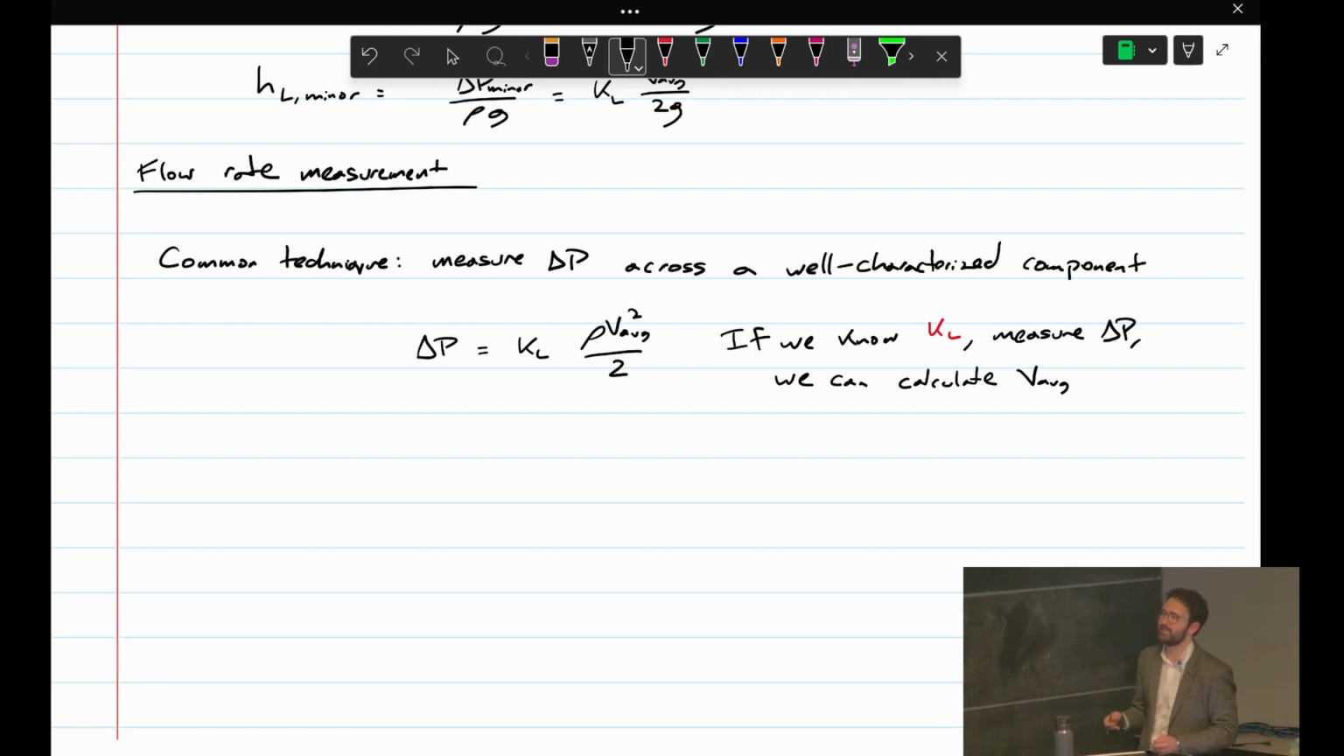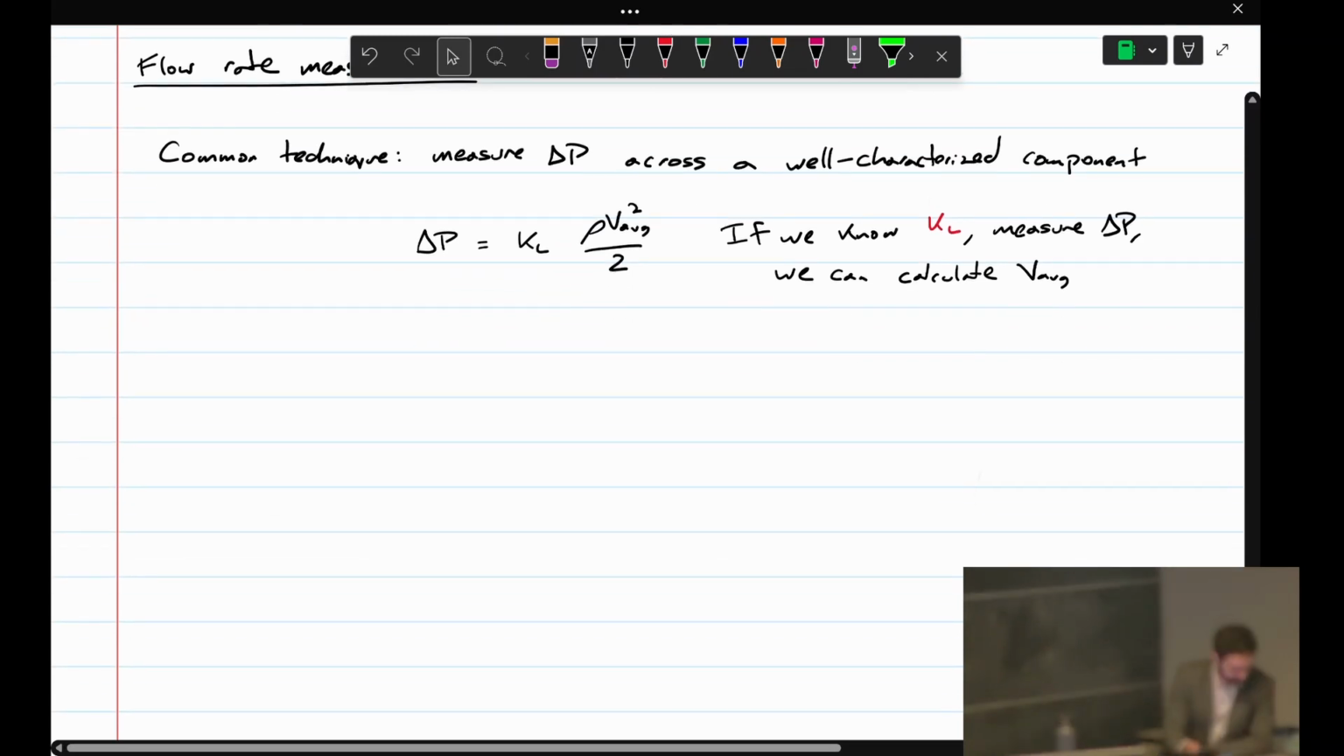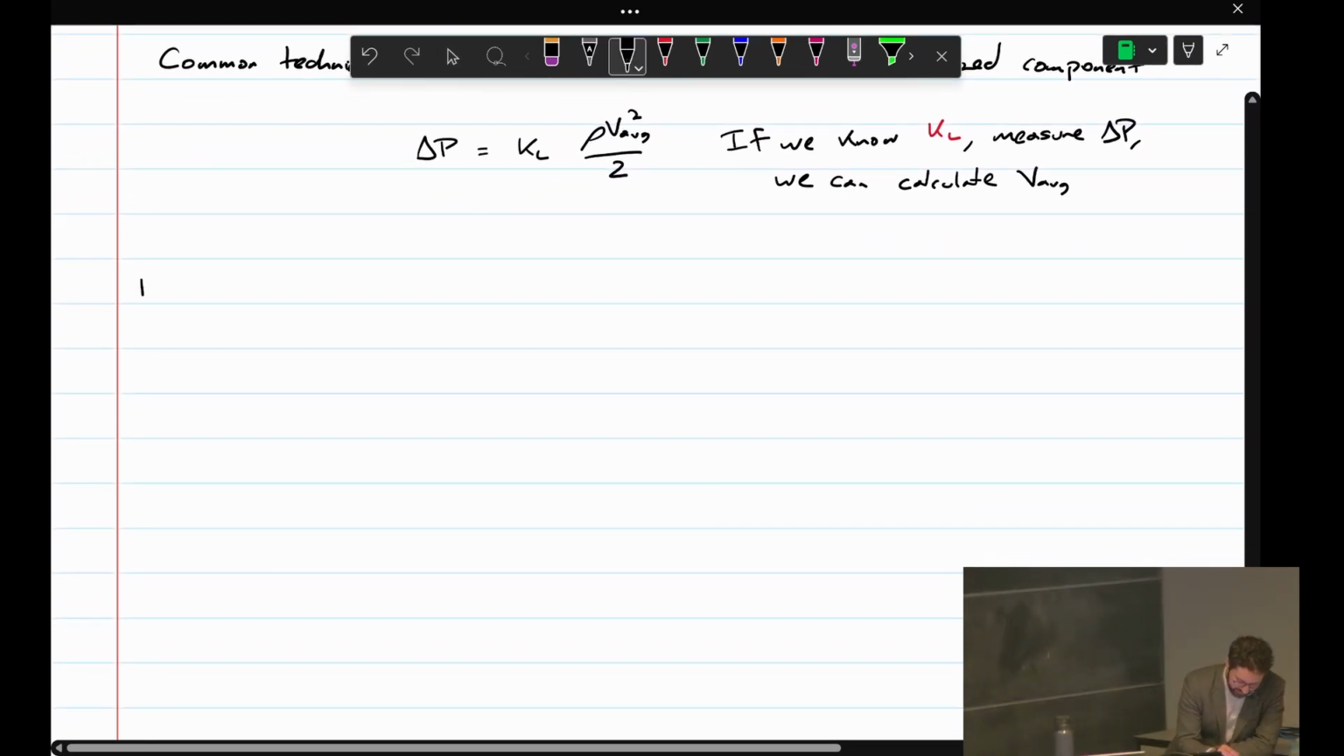So in principle, this could be done on something even like a valve. You know the K_L of your valve. You measure the pressure at the start of the valve and then the pressure after it's recovered, far downstream. You could calculate the velocity of this fluid. It's not usually done with valves in practice. It's done with more special types of components. So there's two examples that I'll talk about.